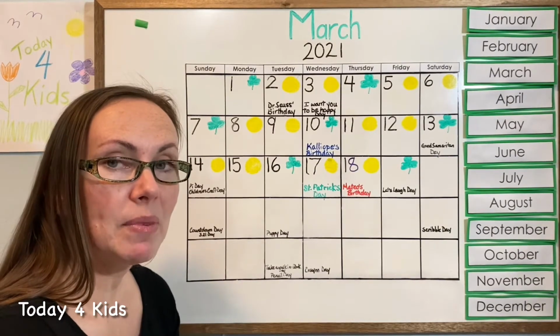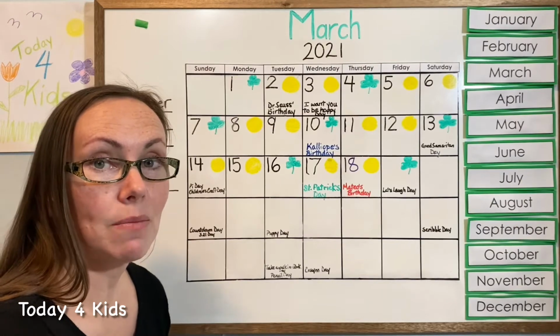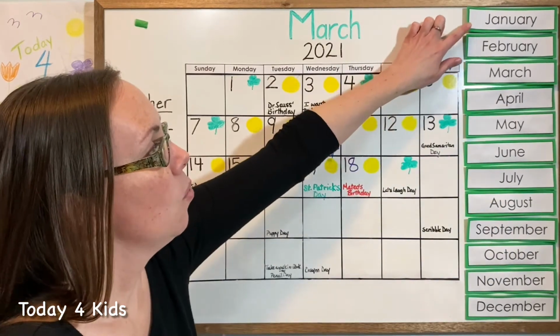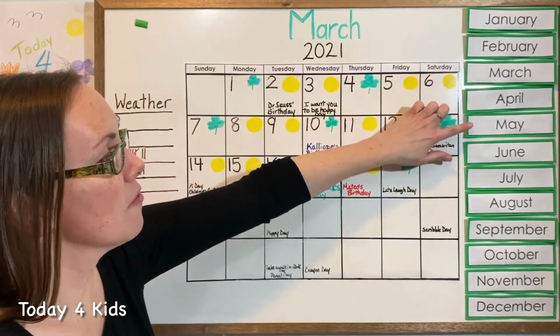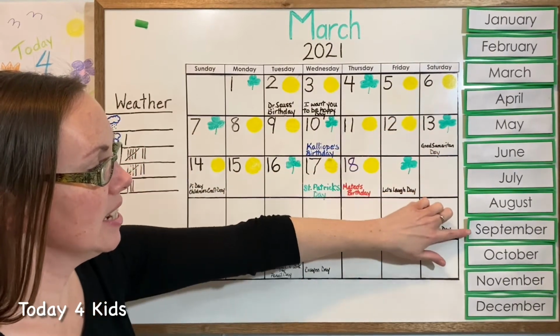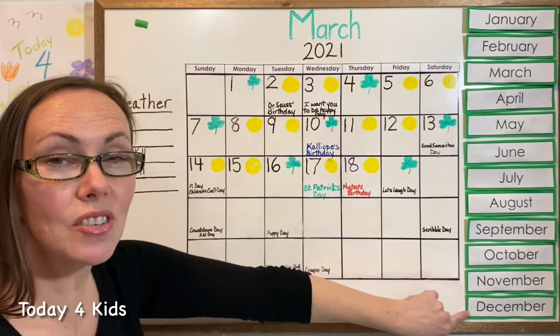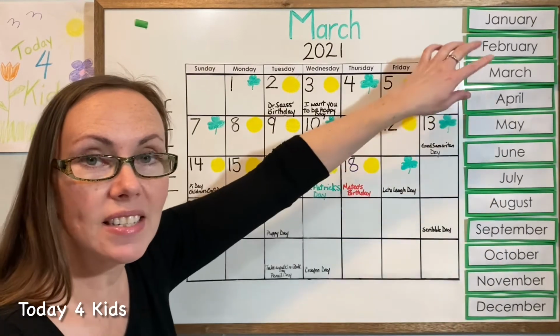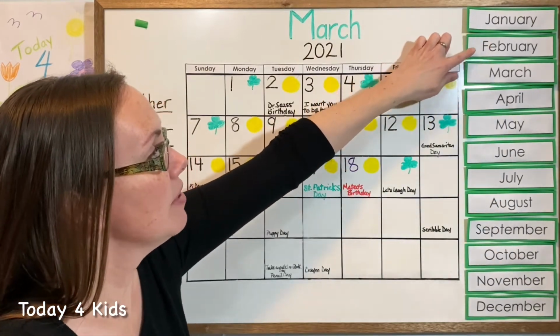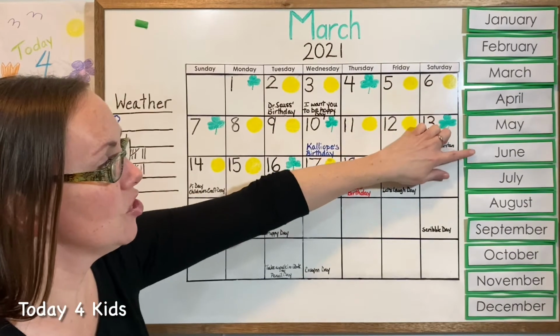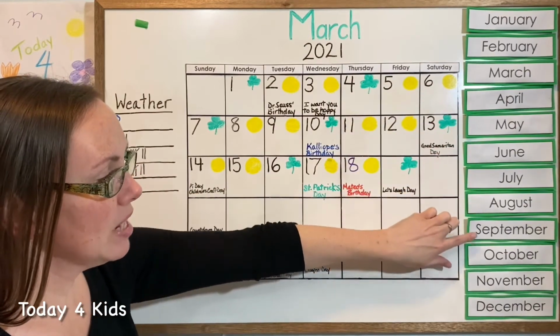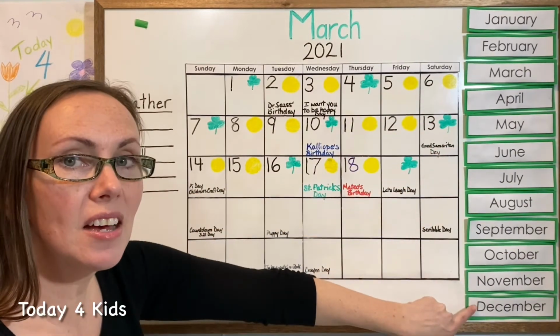Let's count them up together and say their names. Are you ready? 1, 2, 3, 4, 5, 6, 7, 8, 9, 10, 11, 12. 12 months in the year. Are you ready to say their names? January, February, March, April, May, June, July, August, September, October, November, December.